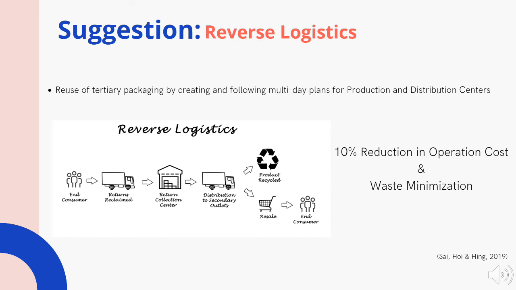And recent researchers suggest that the introduction of a new optimization methodology will help us in minimizing the waste and also reducing the operation cost by following and creating multi-day plans for production and distribution centers. So all of the reusable packaging will be coming back using the reverse way to the production and distribution centers again to allow the reuse of the same tertiary packagings.